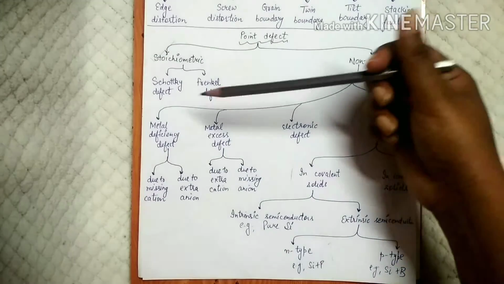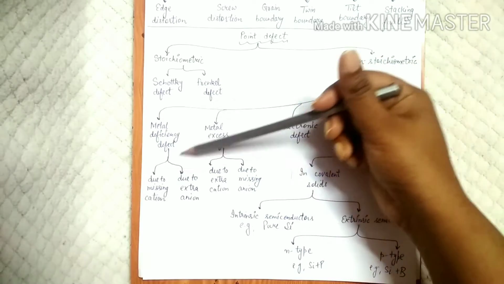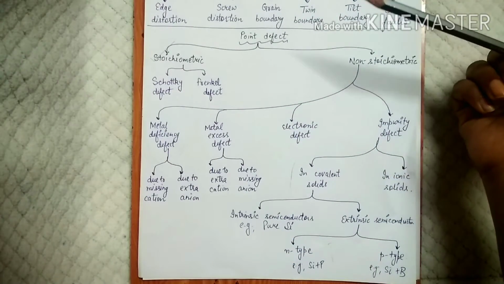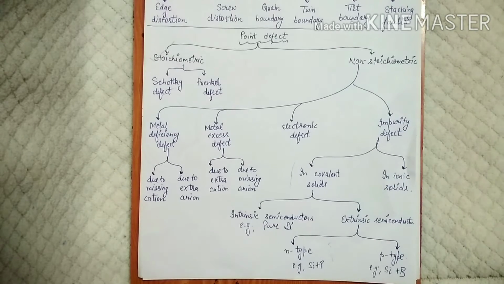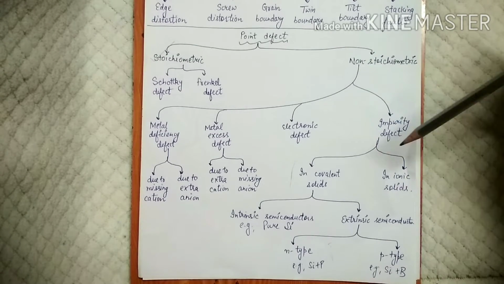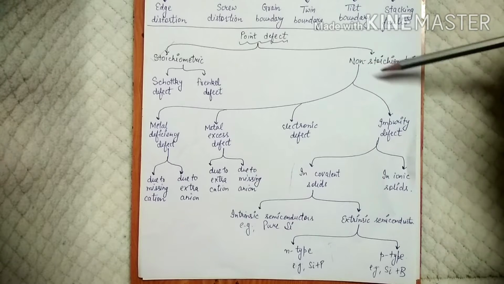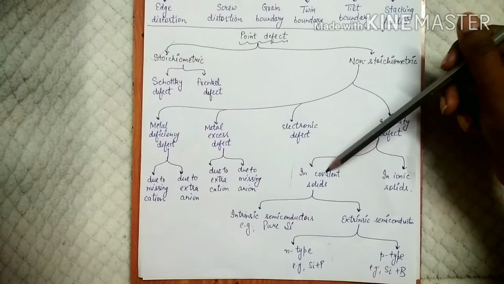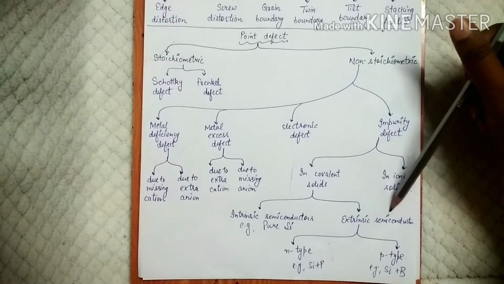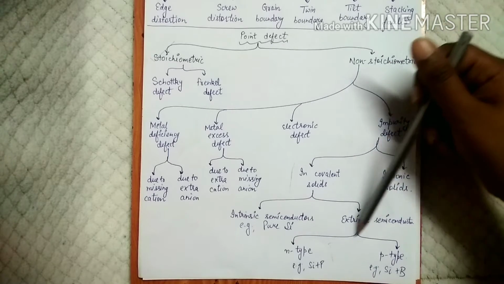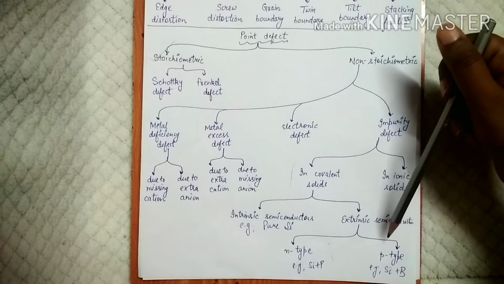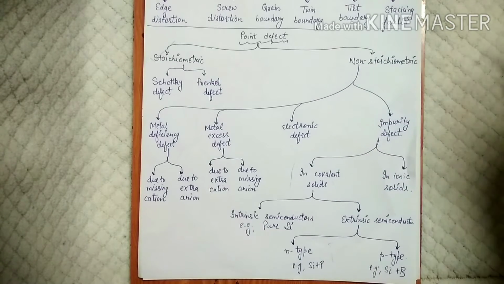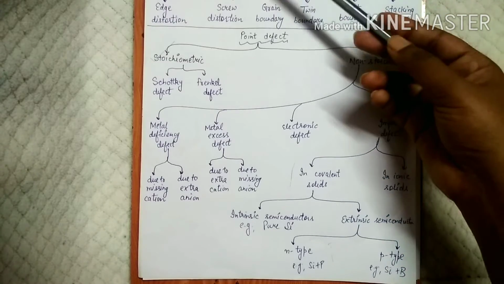In that we are going to study the two types of metal deficiency defects and two types of metal excess defects. After that we'll also study a little bit about the impurity defects, that is in covalent solids, intrinsic and extrinsic semiconductors, where extrinsic semiconductors are further of two types: N type and P type. So basically we are going to study the point defects.